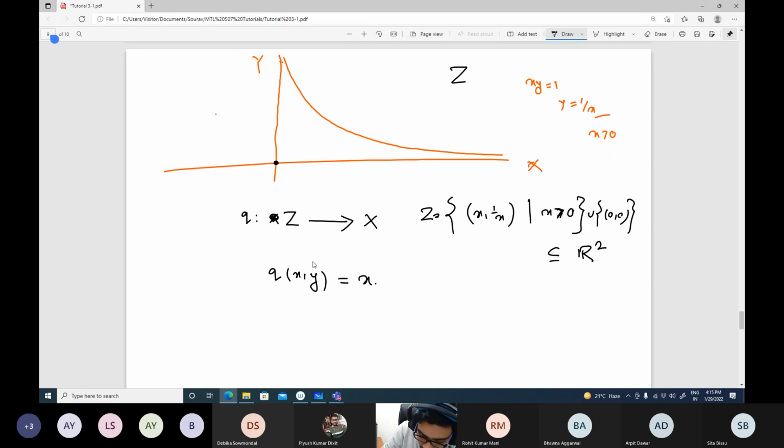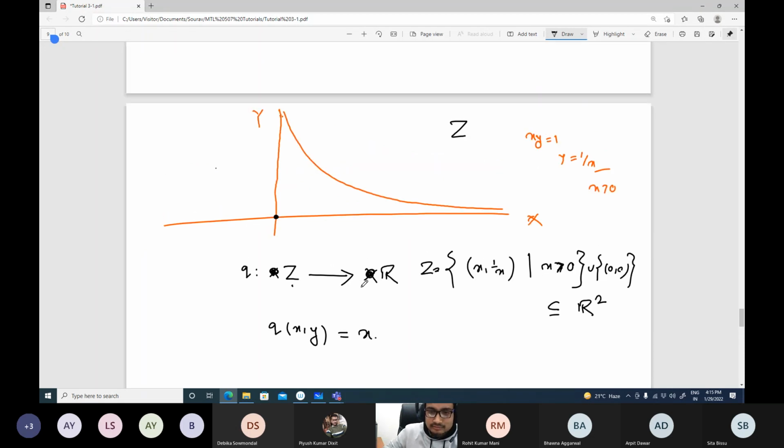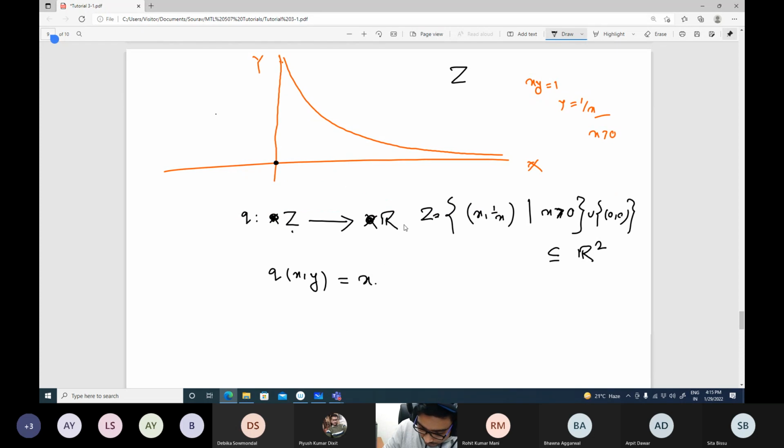Now take this map Q from Z to R, which maps to the first projection, meaning Q(x, y) is equal to x. Now this map is continuous, right? It is just the restriction of the projection map, so this is continuous and this is surjective as well. One minute. We are taking r greater than or equal to 0.